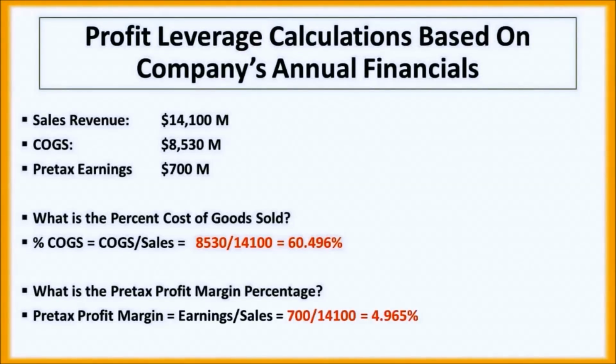Pre-tax profit margin is calculated very similarly. We take our pre-tax earnings, our pre-tax profit there, 700 million, and divide it by the total sales revenue, and we find that our pre-tax profit margin for this particular company is 4.965%.